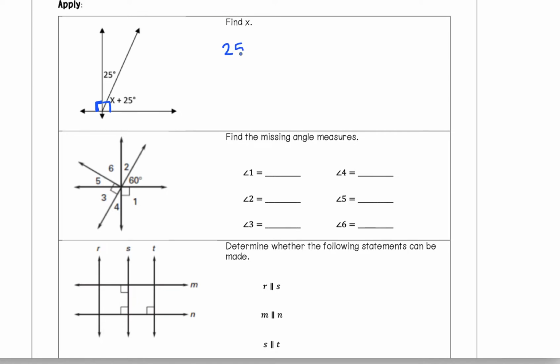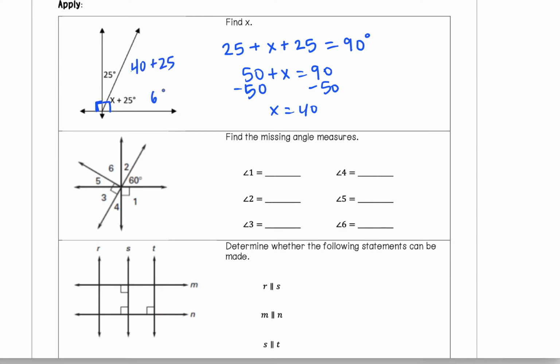So we can add 25 plus the other part of the angle, x plus 25, and they should equal a total of 90. Once we do that, we can just combine like terms and say 50 plus x equals 90. We subtract 50 from both sides, so x will equal 40. That means that this angle measure will be just 40 plus 25, which gets us 65 degrees.